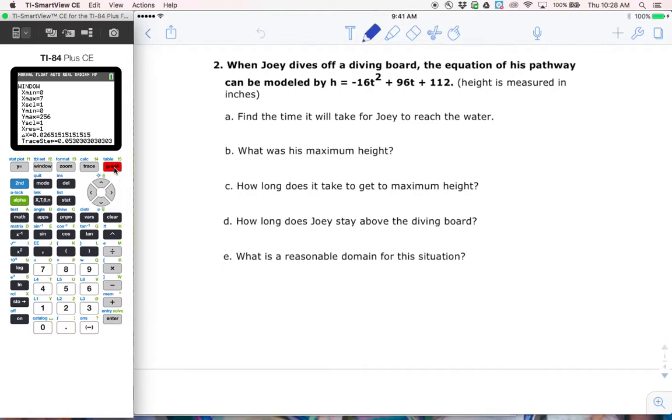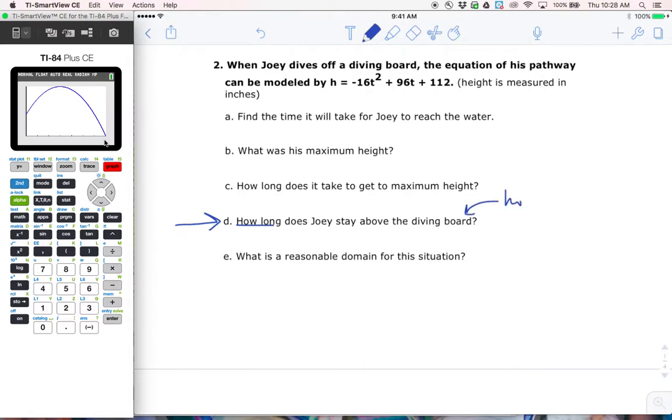256. All right, so take a look right here at my graph. We notice that it doesn't start at 0, it starts up here, and then it goes all the way down. So I guess Joey's diving off a diving board, and this marks his progress. So this question right here, question D of this section: How long does Joey stay above the diving board?